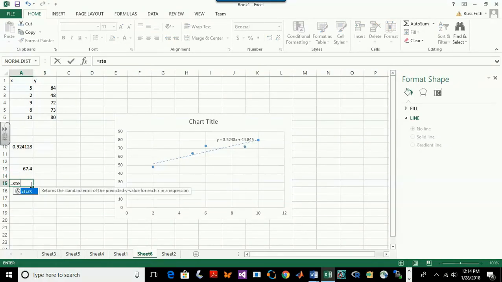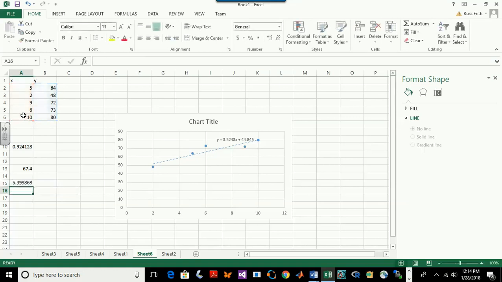So that is STEYX, and then it says the known y's, which are here, and then the known x's, which are here, and so the standard error of the estimate is 5.4.